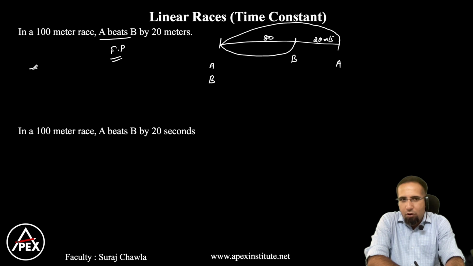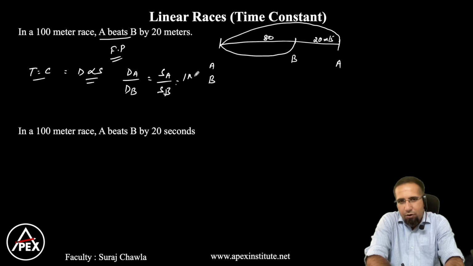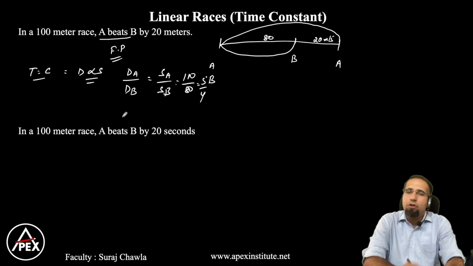Now when time is equal to constant, we apply that distance is directly proportional to speed. Okay. So therefore, the distance covered by A divided by distance covered by B should be equal to speed of A divided by speed of B, which is equal to 100 divided by 80, and we get it as 5 by 4. Now this is a standard concept that we apply in races. Clear? When distance is given to us.